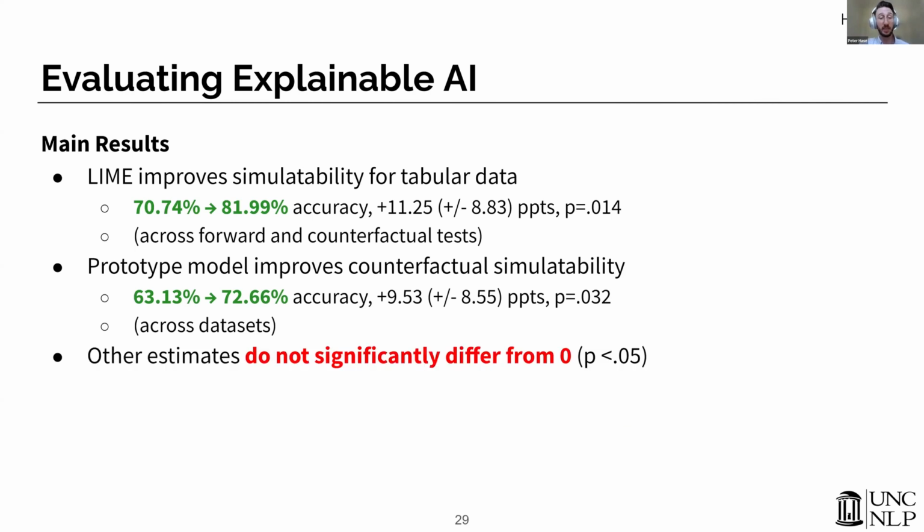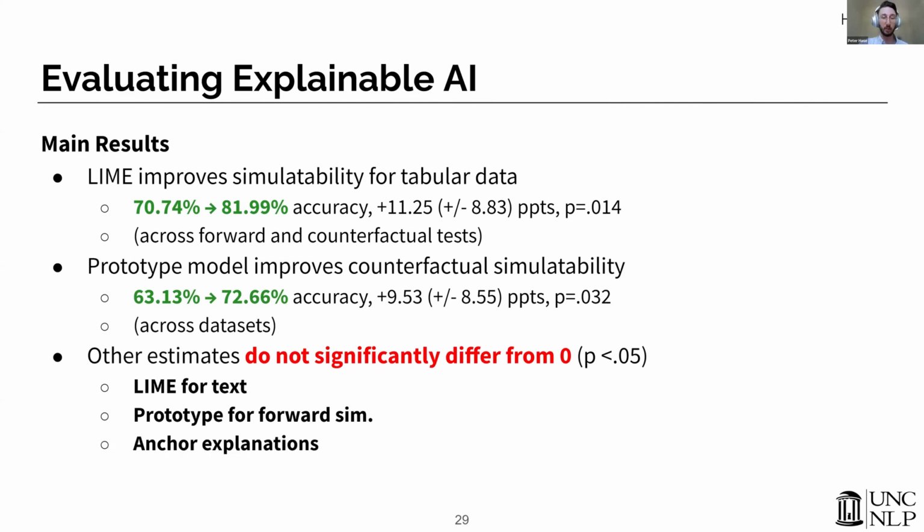Apart from this, none of our other estimates significantly differed from zero, and that includes LIME for text, the prototype example-based explanations for one of our kinds of human studies, and anchor explanations. I didn't go into detail on that, but it's just a third kind of explanation method. And then there's counterfactual explanations too, where we're asking what would have had to be different for the output to have changed. For all these methods, we weren't seeing statistically significant results.